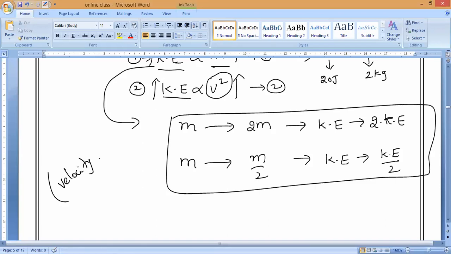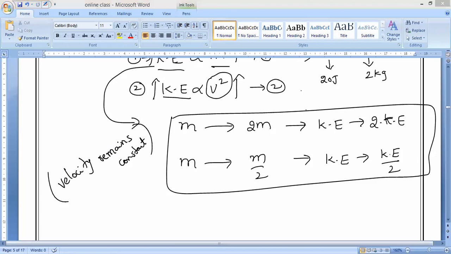So when we are talking about the mass, velocity of the body remains constant. Suppose when we are talking about the velocity, then who will be constant, Pradosh? Mass remains constant. So when we are talking about one factor, the remaining factor should be constant. So in brackets you should write velocity remains constant. Then it will be a complete sentence.